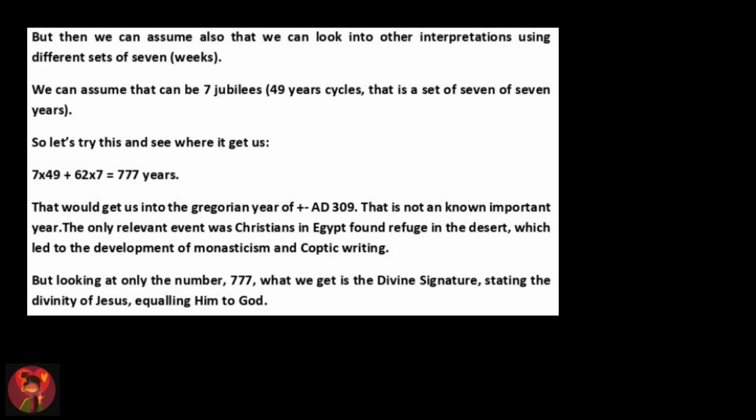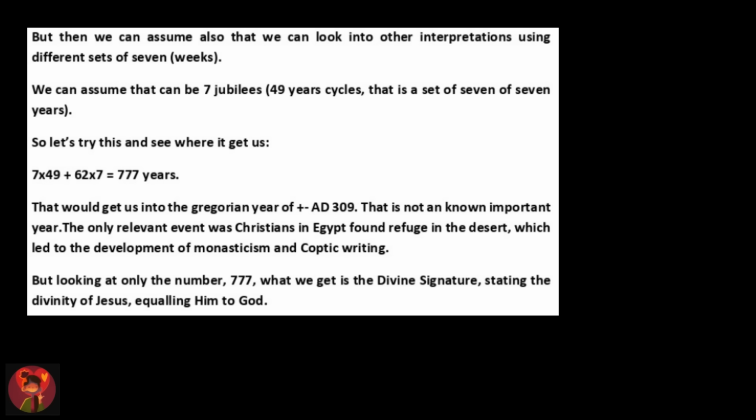We can assume that it can be 7 jubilees, 49 year cycles. That is a set of 7 years. So let's try this and see where it gets us. 7 times 49 plus 62 times 7 is equal to 777 years. That would get us into the Gregorian year of AD 309. That is not a known important year.